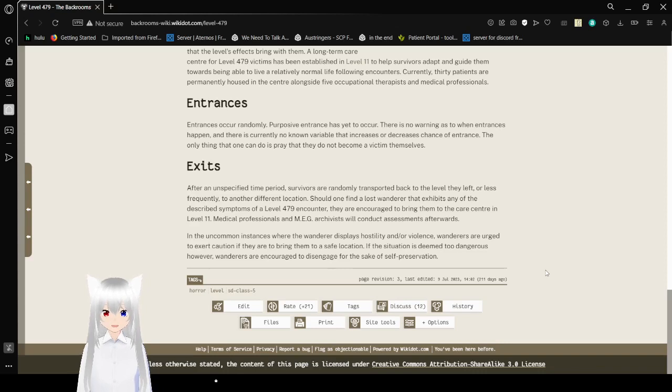Exits. After an unspecified time period, survivors are randomly teleported back to the level they left, but less frequently to another, different location. Should one find a lost wanderer that exhibits any of the described symptoms of a Level 479 encounter, they are encouraged to bring them to a care center in Level 11. Medical professionals and archivists will conduct assessments afterwards. In the uncommon instance where wanderers display hostility and/or violence, wanderers are urged to exert caution if they are to bring them to a safe location. If the situation is deemed too dangerous, however, wanderers are encouraged to disengage for the sake of self-preservation.